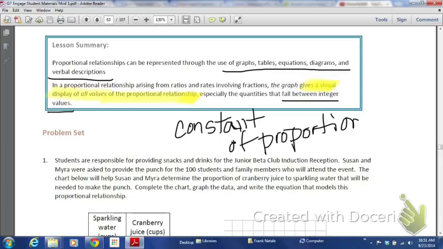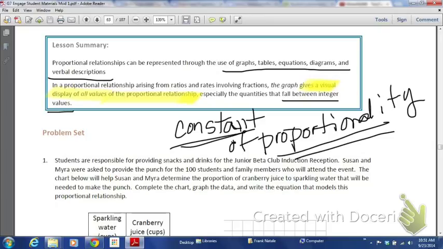Okay, proportionality. You may see that. Don't be confused. Again, I said it several times, but it's just that unit rate that creates that proportional relationship throughout a series of values within a problem, on a graph, etc.